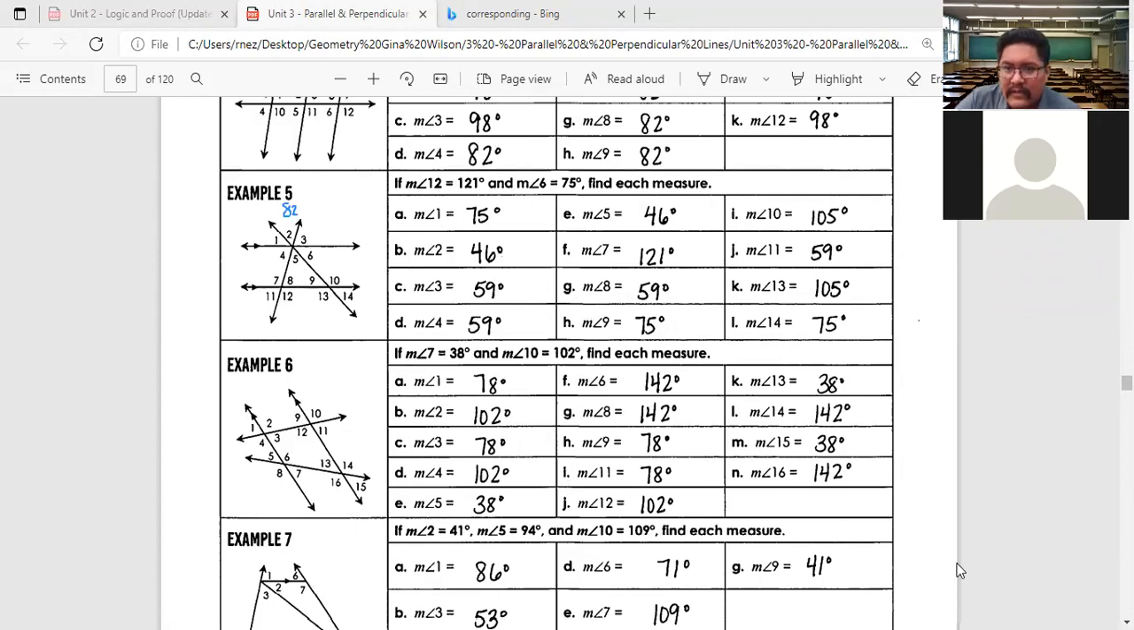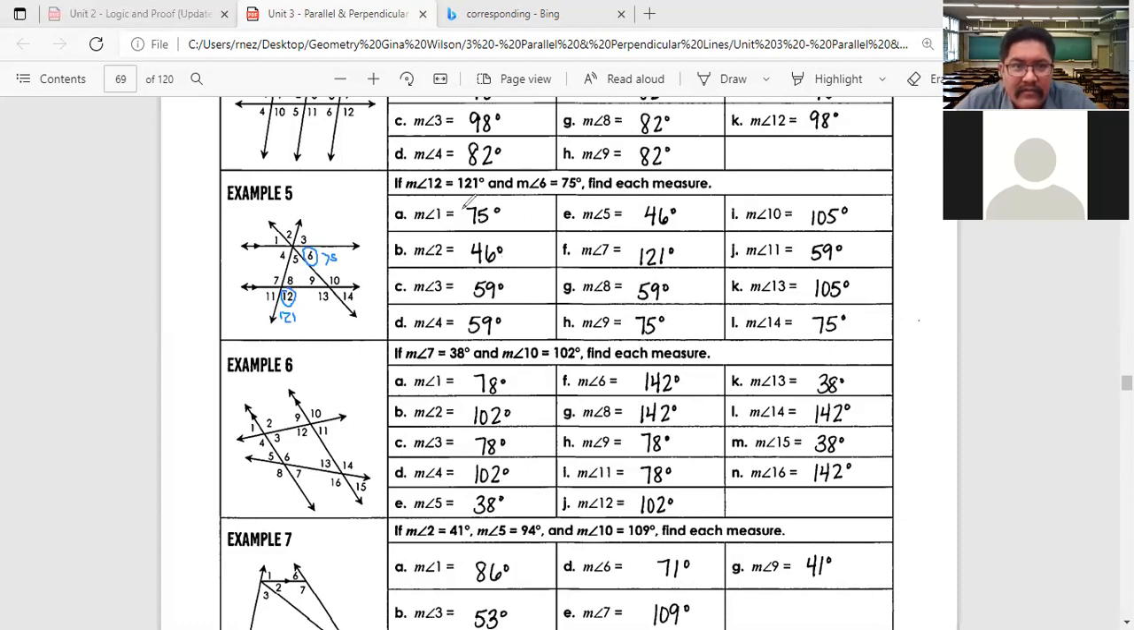All right, I'm going to have to get rid of these here. The measure of angle 12, so that's this one right here, is 121. The measure of angle 6, which is this one right here, is 75. Okay, so now we just have to go through each of these and work each one out.